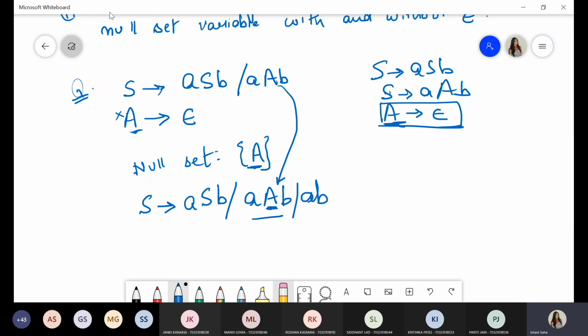Check these two. Are they generating epsilon? This one surely is not generating. This one, even if I put this A as epsilon, is still not generating a complete epsilon production. So the only element in the set I have is capital A. So you rewrite the whole grammar once with A and once without A. Yes?